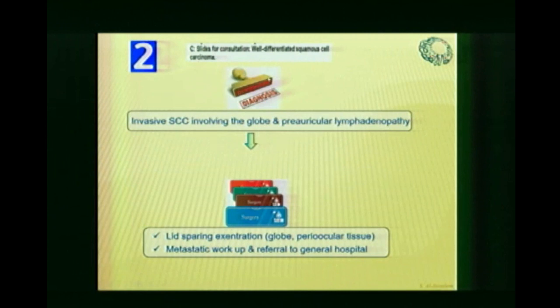So we looked into the slides for the tumor which was excised outside, and it was studied carefully by our pathologist, who confirmed that it was a well-differentiated squamous cell carcinoma, and the oculoplastic team did a lid-sparing exenteration for the patient, including the globe and the periocular tissue.